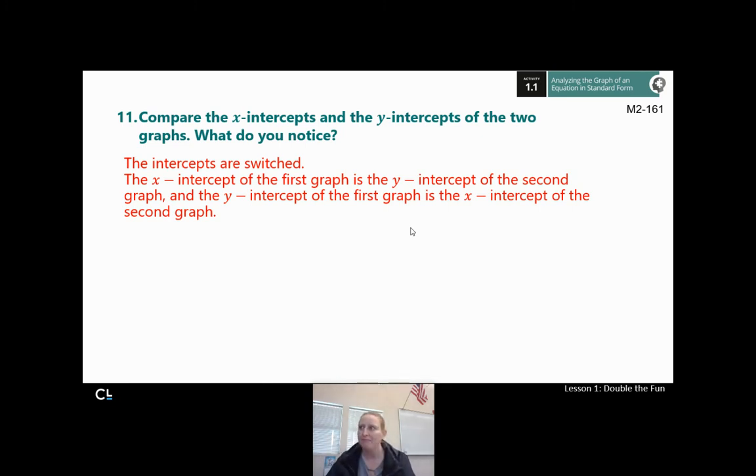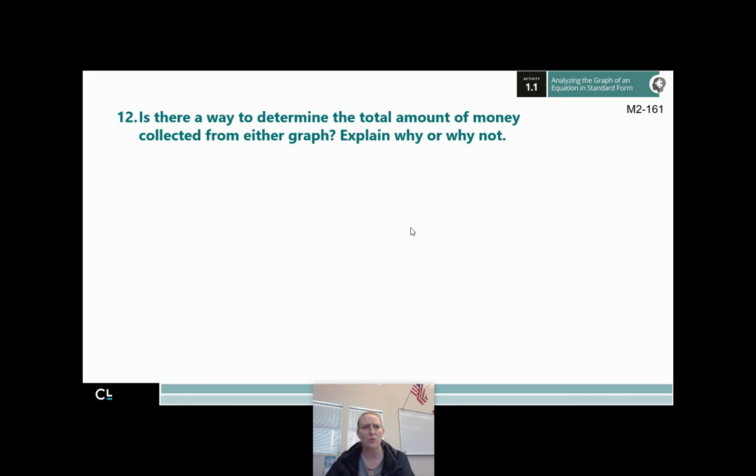Does it matter, though, which graph we use? That's the real question here. Does it matter which graph we use, the original graph we made or the one Foligno made? Tell me why or why not. Go ahead and hit pause, jot it down.